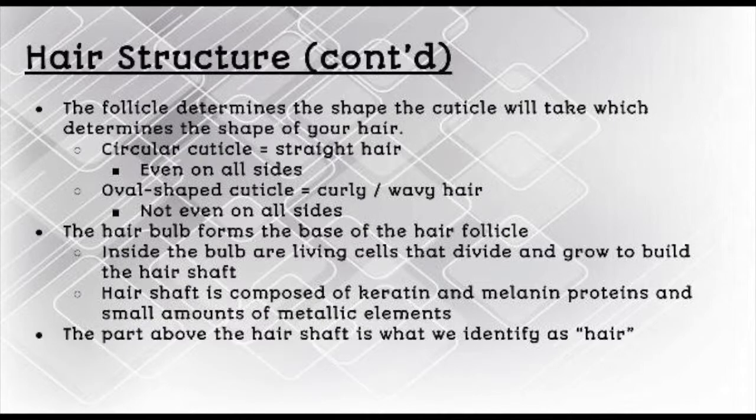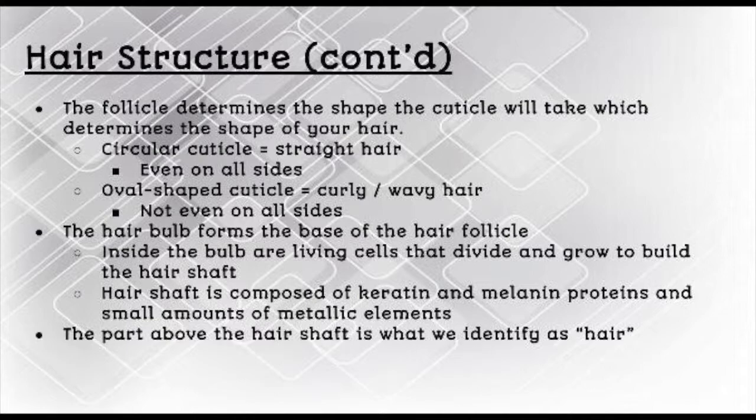Your hair can take three general shapes: straight, curly, or wavy. If your hair cuticles are circular and even on all sides, then your hair will take a naturally straight shape. If your hair cuticles are ovular, then your hair will take a naturally curly or naturally wavy shape, depending on how elliptical the shape of the cuticles are. The more elliptical your cuticles are, the more curly your hair will be. People with curly or wavy hair do not have an even shape on all sides of the cuticle.